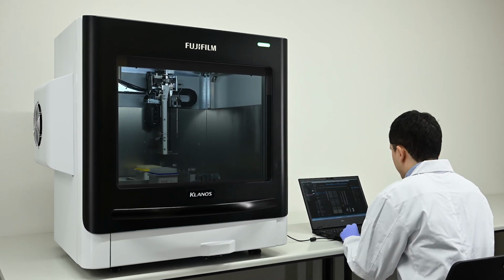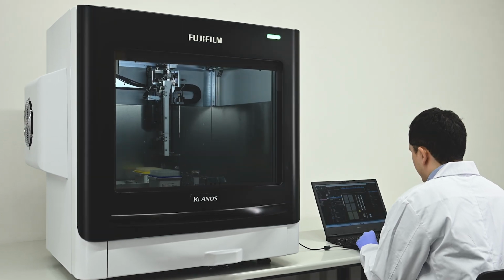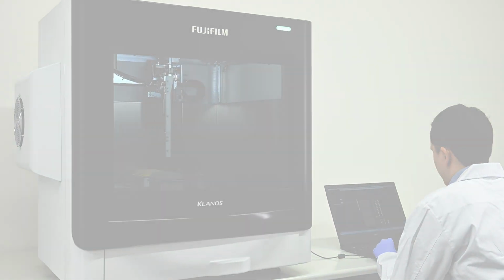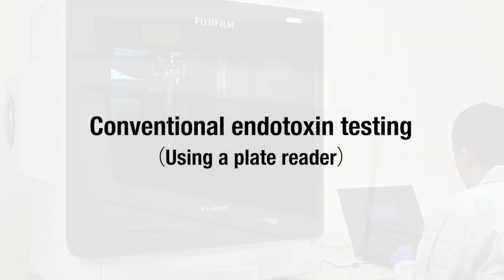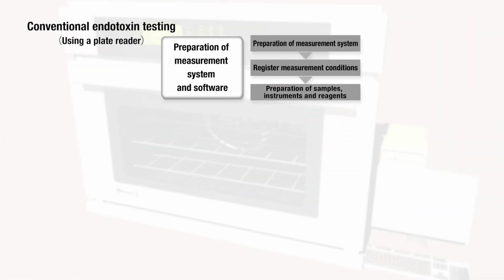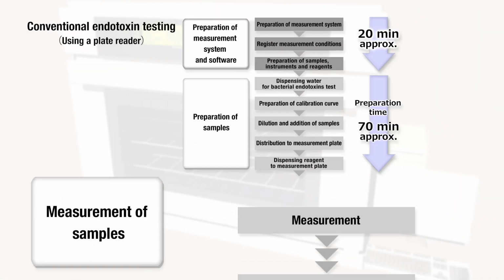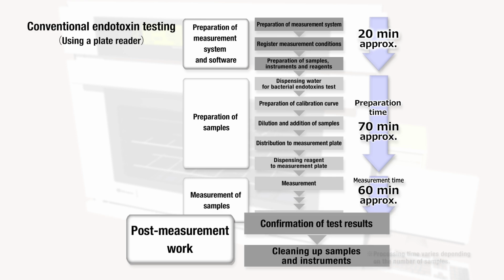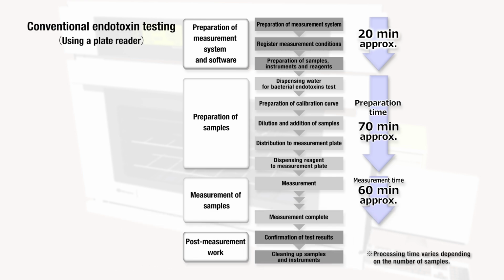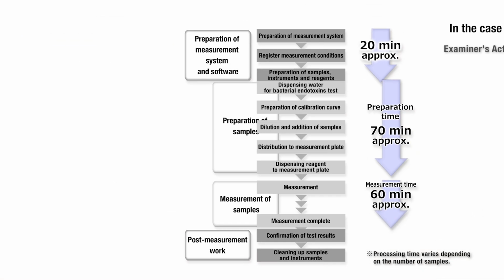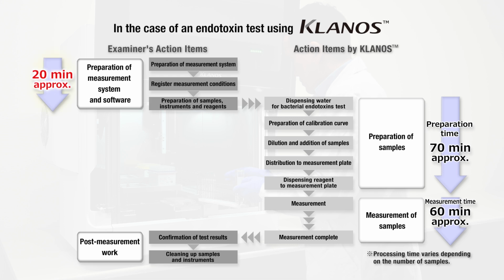Next, we will explain the testing process, comparing the conventional plate reader with KLANOS. An endotoxin test using a plate reader requires about 150 minutes from preparation to the end of measurement. Once you have introduced KLANOS, the examiner only needs to spend about 20 minutes on preparation before measurement, so the majority of the time required for sample preparation can be reduced.